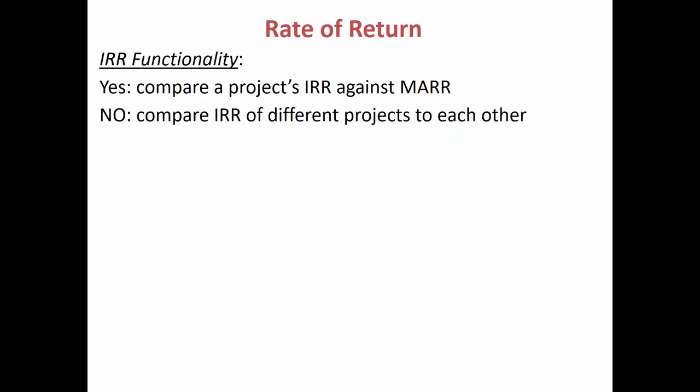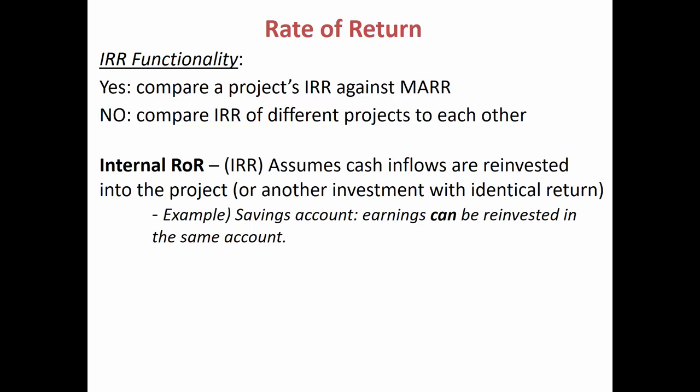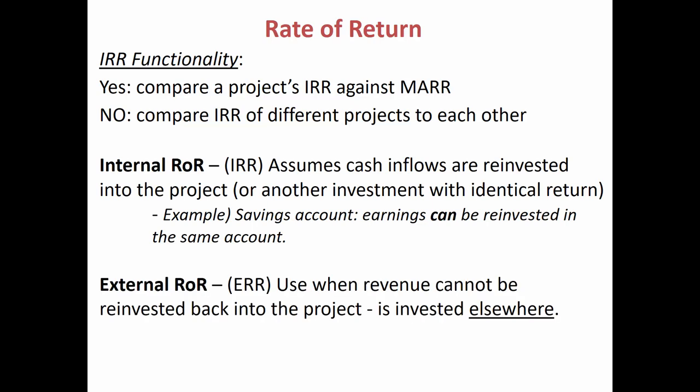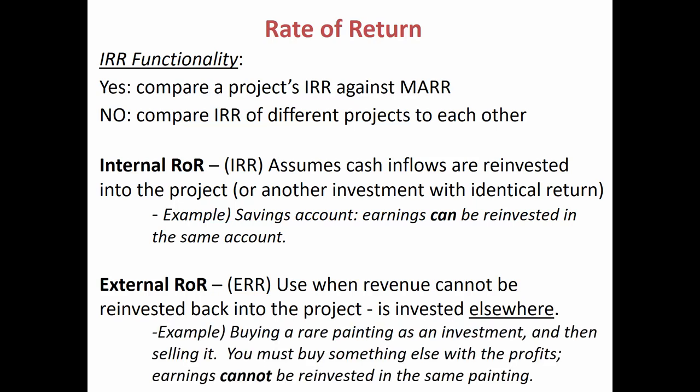The way is that we're going to go beyond the IRR functionality and calculate what's called the external rate of return. That's often abbreviated ERR, external rate of return. And it's what you calculate when you're not able to reinvest the earnings back into the same project. So you're putting the money someplace else. Just as an illustration, what if you're buying a rare painting and then you're selling it? You have to buy something else with those profits. You can't put it back into the same painting.